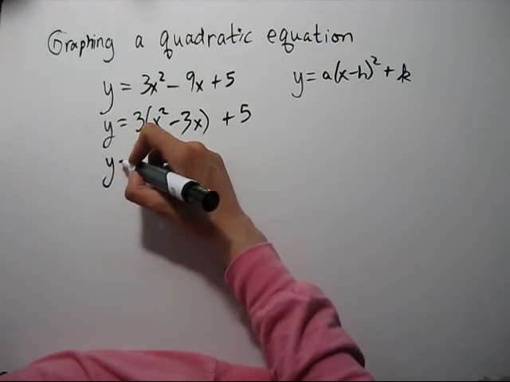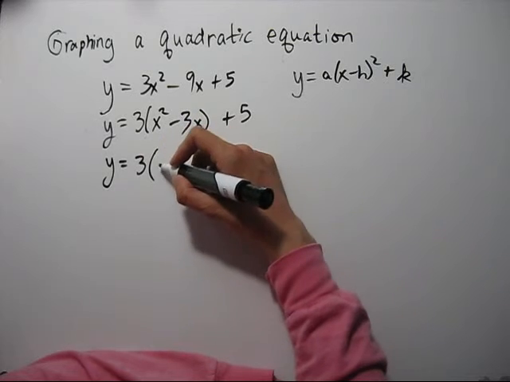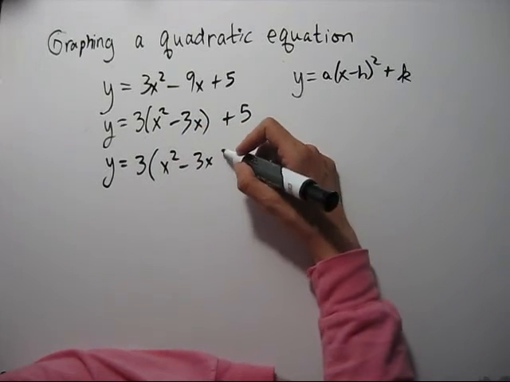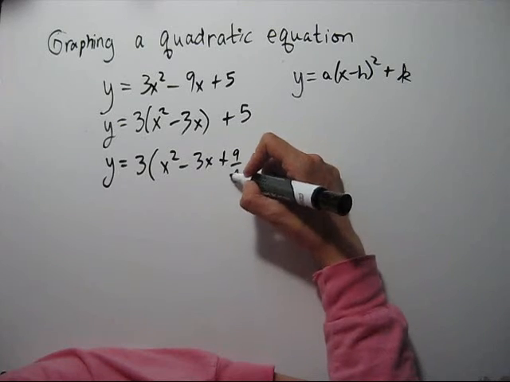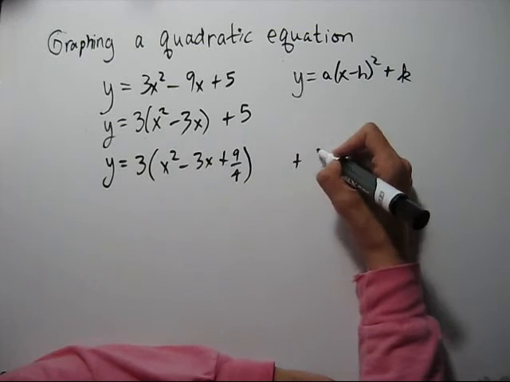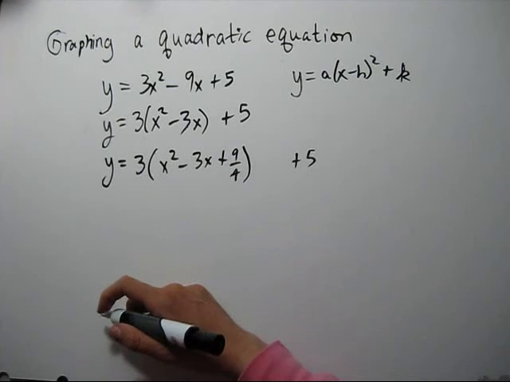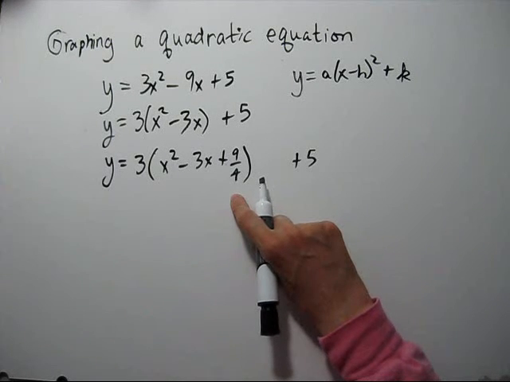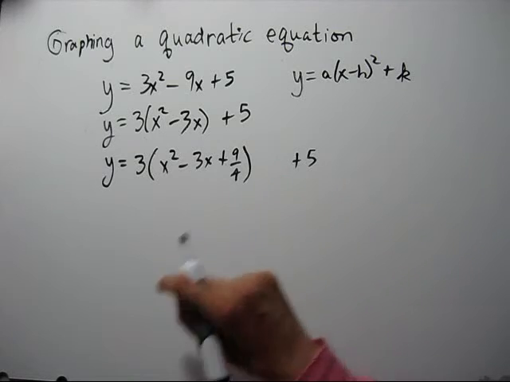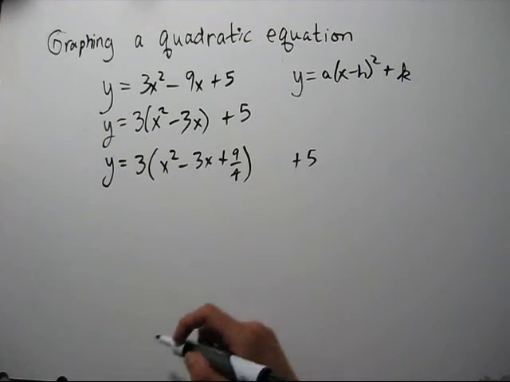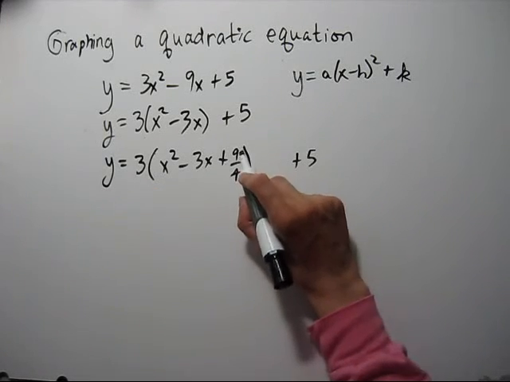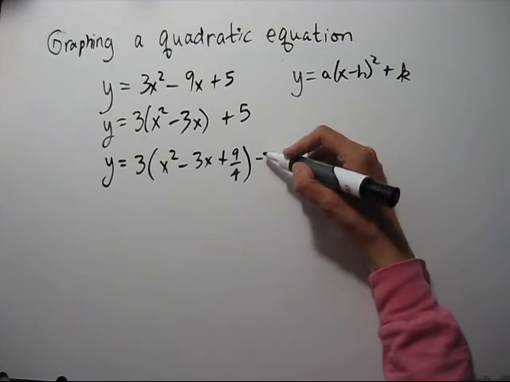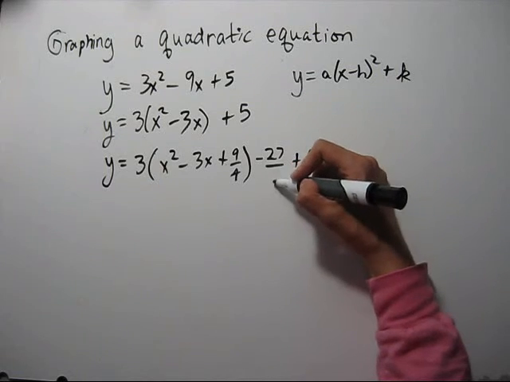Now we'll complete the square inside of the parentheses. So we have x squared, half of 3 is 3/2. Square that, you get 9/4. Okay. Now I can't just up and add a number to one side of the equation. So what I'll do is subtract that same number on the same side. So really I'm adding 0. 3 times 9/4 is 27/4. That's how much I added. So I need to subtract 27/4.